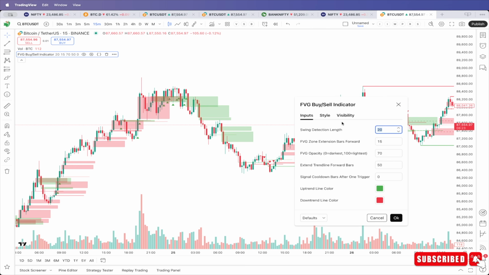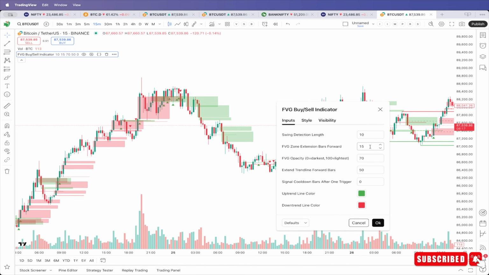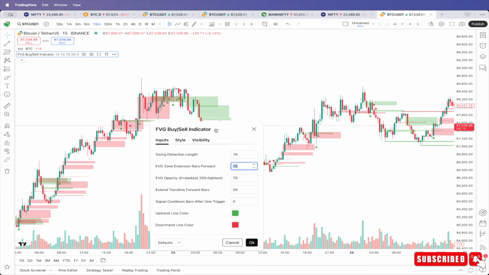I have made it configurable. These are not available by default. Based on that, the signal will also change. And this is the FVG zone extension forward. So let's say if I do 10, what happens?